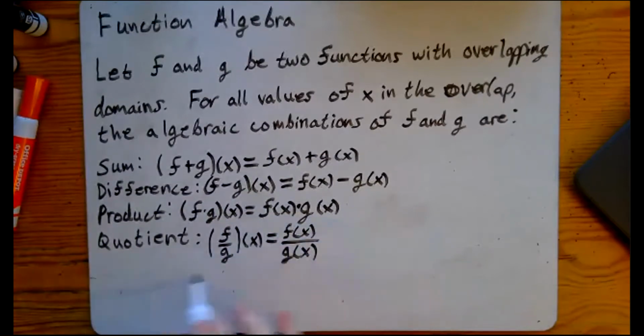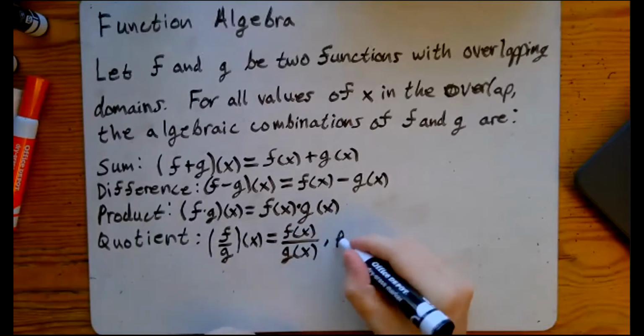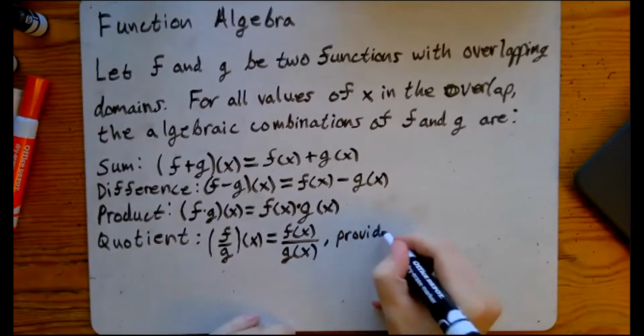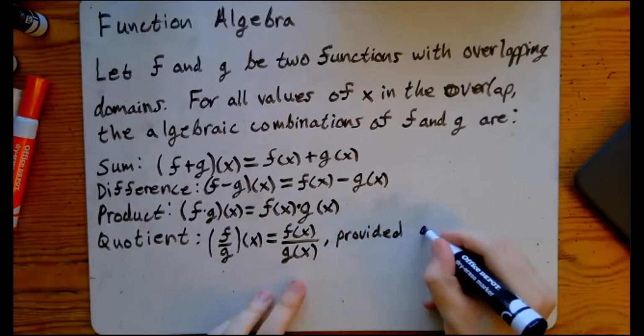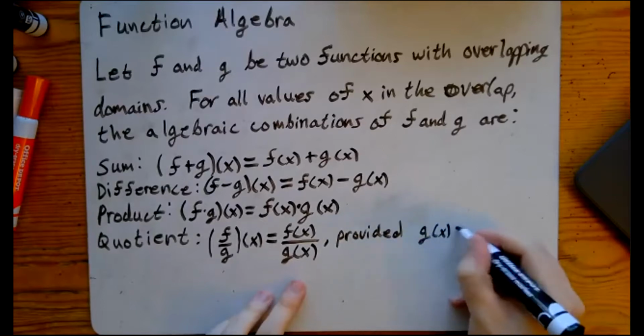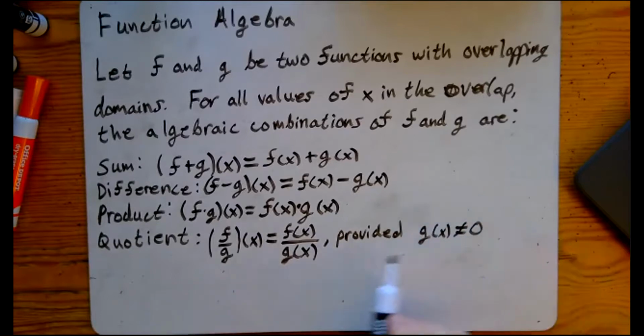This is the only one with a bit of a twist. You're never allowed to divide by zero. So g of x, our denominator, can never, ever, ever be zero. So if there is some number that you could plug in to make the bottom become zero, then that is not permitted. That is not part of the domain.